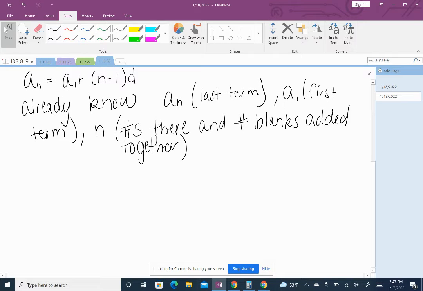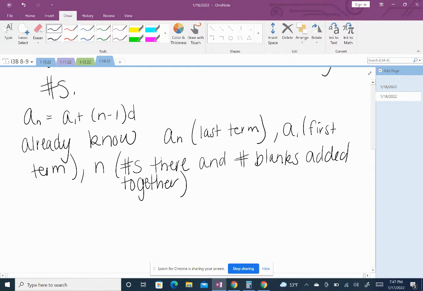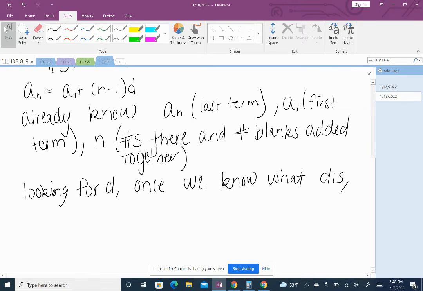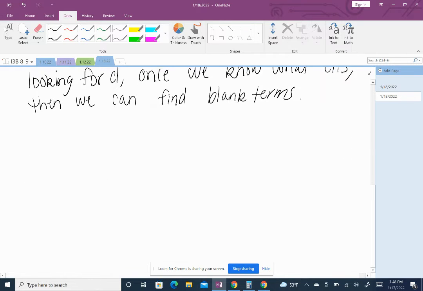So we already know a of n is our last term. A1 is our first term. And we know our n. So what are we looking for? We're looking for d. Once we know what the d is, then we can find the blank terms. Okay, so I'm going to start off with just one blank just to keep it simple.